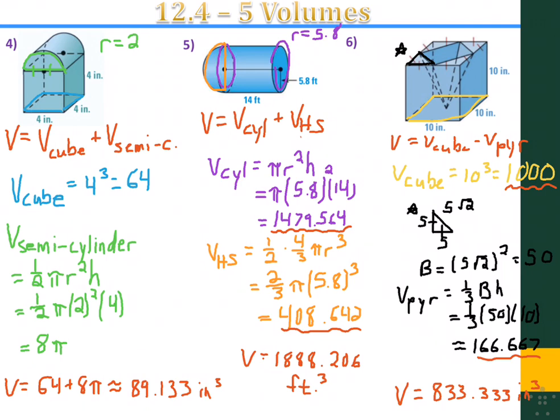So then, I'm not adding these like in the previous problems because this is not the two shapes combined. This is one subtracted from the other. So 1,000 minus 166-ish is 833 and a third.